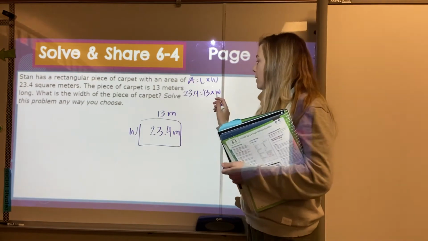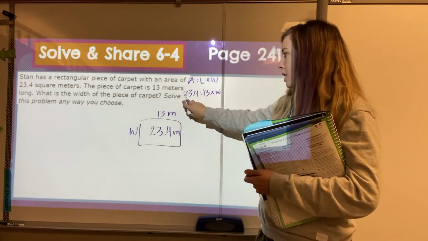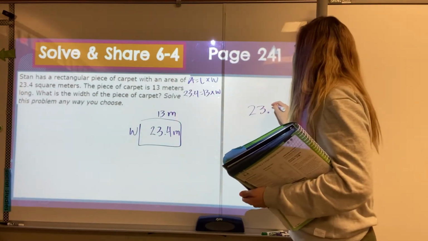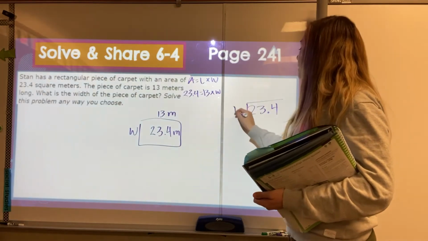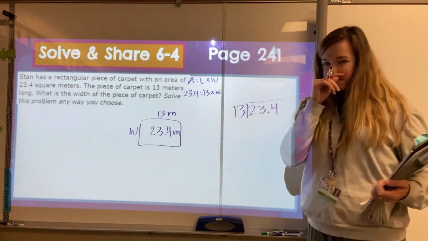So what I need to do here is the opposite of multiplication. Normally when you multiply your two dimensions, you get your area, but I already have my area. So I need to take 23 and 4/10 and divide it by 13. Go ahead and pause here, give that a try.